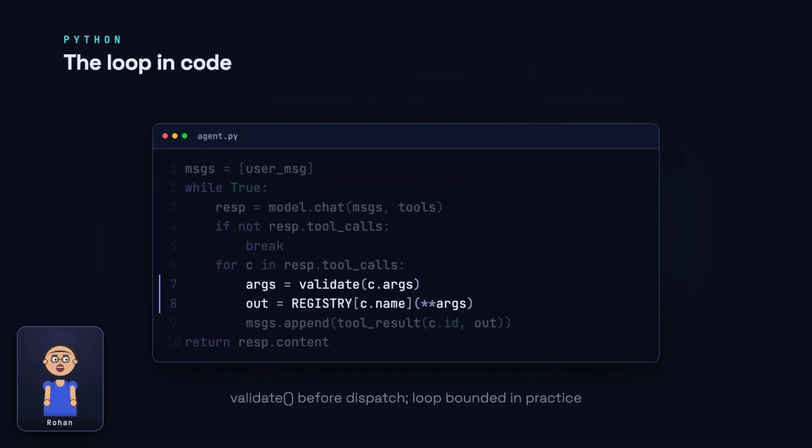In code, the loop is small. Call the model with the messages and tool schemas. If it returns tool calls, validate each one, dispatch to a registry of allowed functions, and append the result. Two review notes. Validate before you dispatch, and in production cap this loop, so a model can't spin forever and burn tokens.